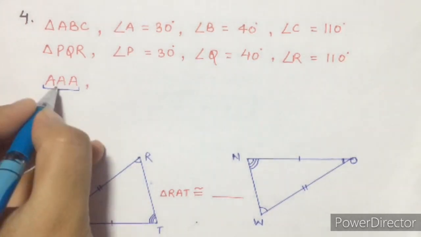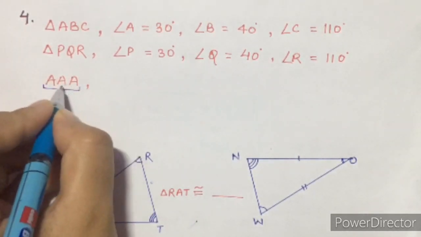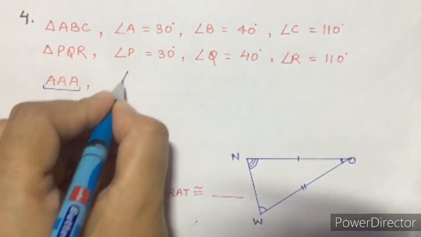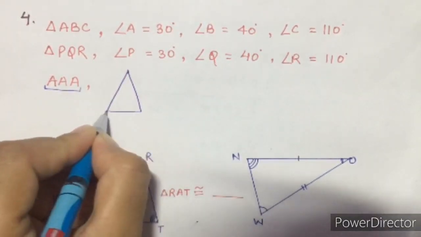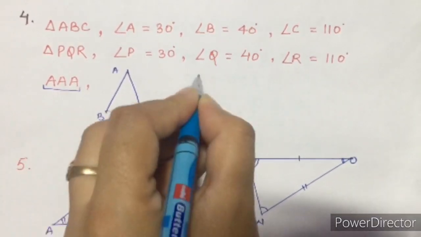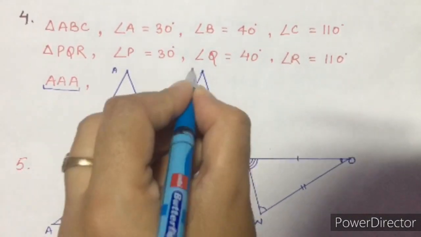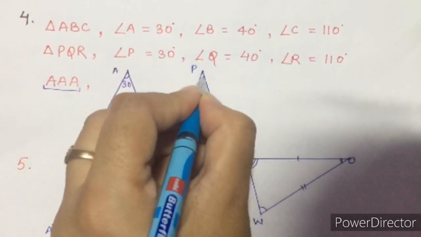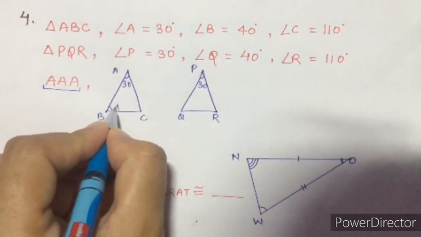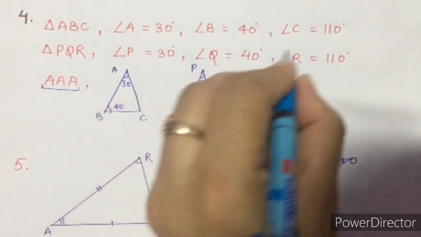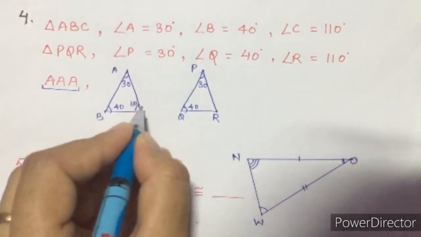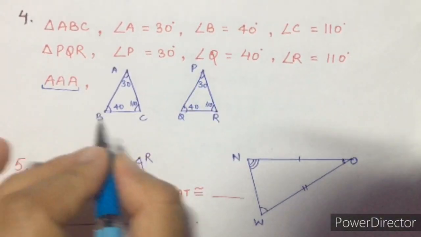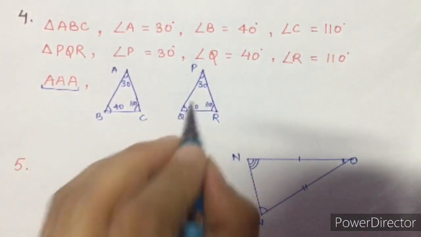Okay, see, in this question the student says the triangles are congruent by AAA criteria. No, we cannot say, because only angles are mentioned. Let us take, this is my triangle ABC, and this is my triangle PQR. Angle A is 30, angle P is also 30. Angle B is 40, angle Q is also 40, both are the same. Angle C is 110, although the figure is not according to the angles, it is just an example. Okay, this figure is congruent to this figure.